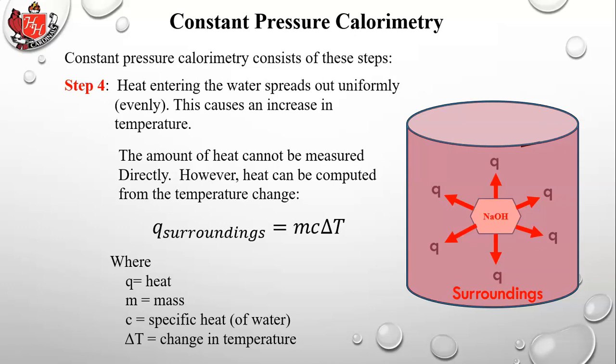Specific heat is a characteristic of a substance, and it basically means how easily a substance takes in or gives off heat based on a change in temperature. Water has a very high specific heat. It can absorb a lot of heat without its temperature going up. It can give off a lot of heat without its temperature going down.